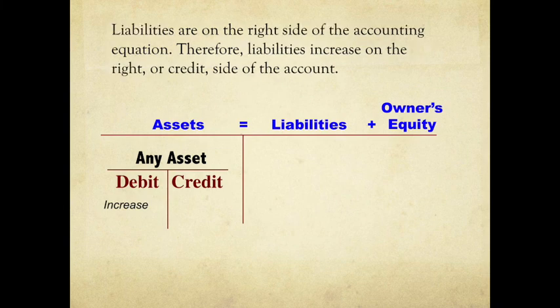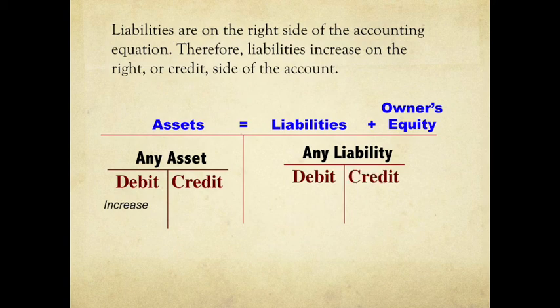Liabilities, on the other hand, are on the right side of the accounting equation. You can see the accounting equation there. So any liability, like your accounts payable, the businesses that you're going to be paying at a later date, they are on the right side of the accounting equation. Remember, for all of your accounts, the debit's on the left side, the credit's on the right side. Since they fall on the right side of the accounting equation, they will increase on the right side of the account, which is the credit side.